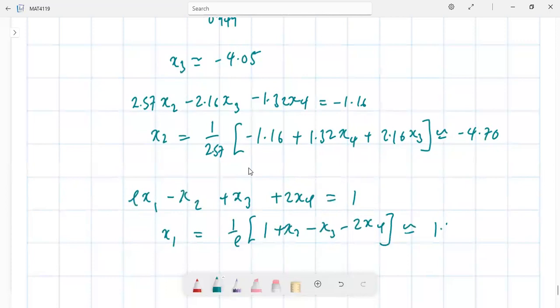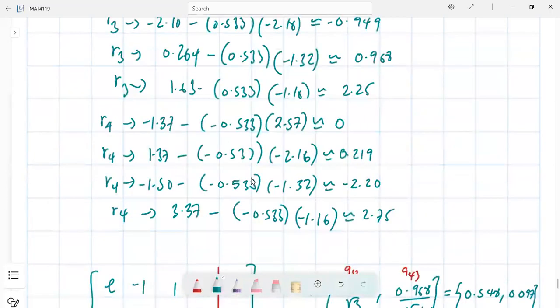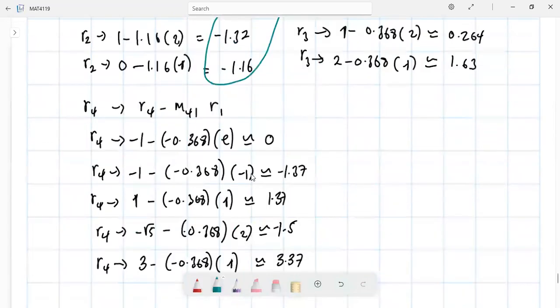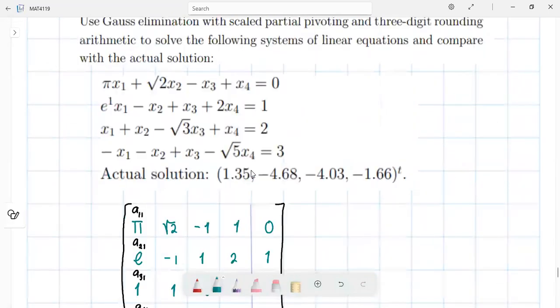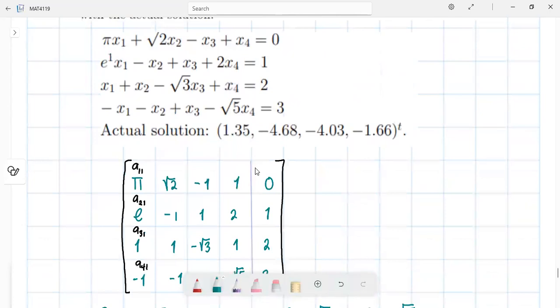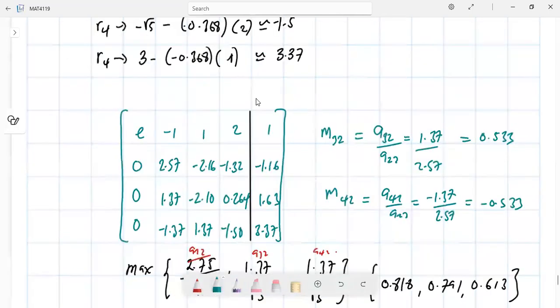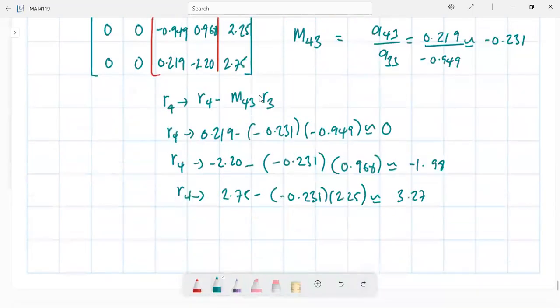Okay, 1.34. So now you can go back and compare with the original values that are given there, the actual solution. Okay, so the actual solution was 1.35, negative 4.68, negative 4.03, and then negative 1.66. You can see how accurate you were, and you haven't deviated much from the true values that are provided there.